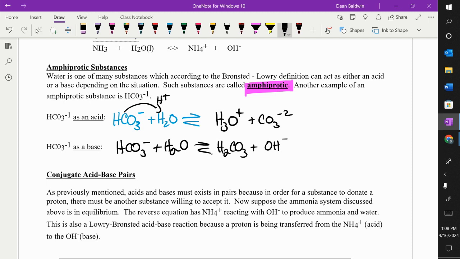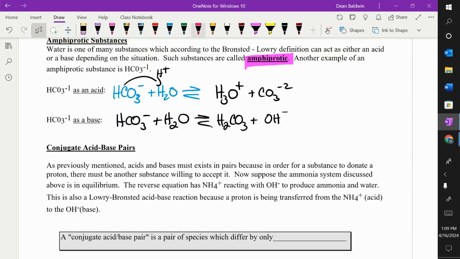Sorry? In this one? Yeah. No, this is acting as the base. Yeah, I know, but is that H2O next to it? Yes. Oh, sorry. Yeah. That's a bad two. Sorry. There you go. H2O. Okay.